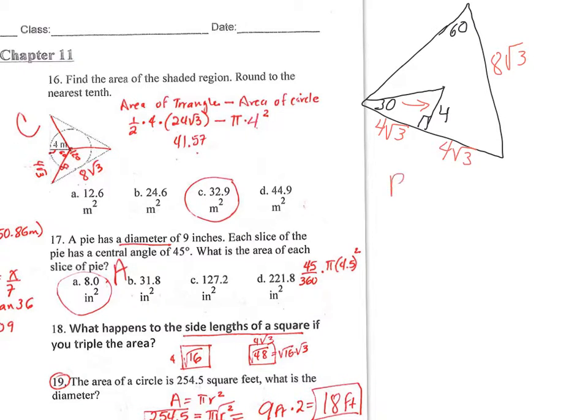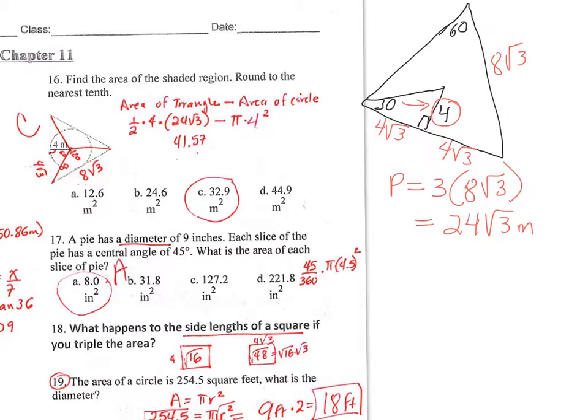And the perimeter, it's 3 sides times 8 square root of 3. That gives you 3 times 8 is 24 square root of 3. So that would be the perimeter. Then the apothem is 4. So when you put that in the formula, it would be 1/2 the apothem times 24 square root of 3. And that gives you 41.57.